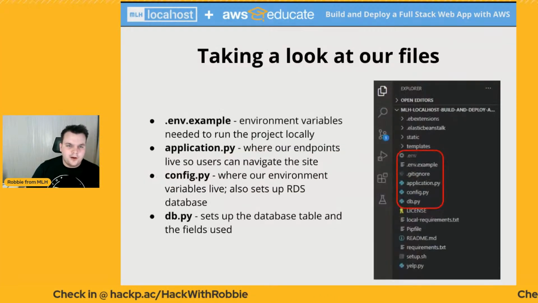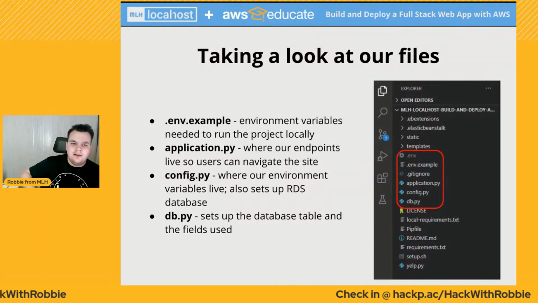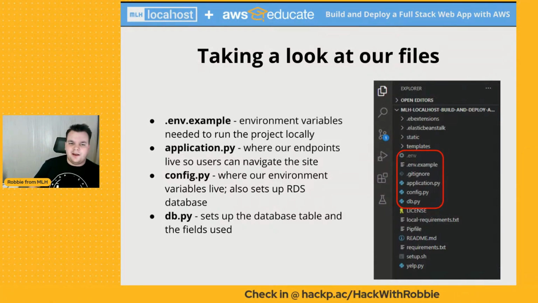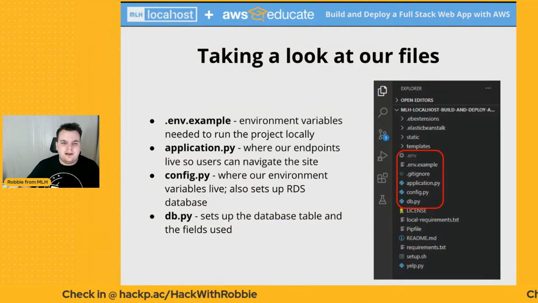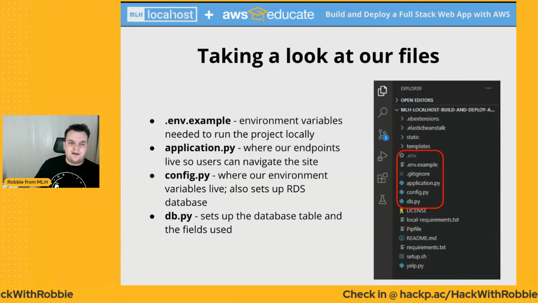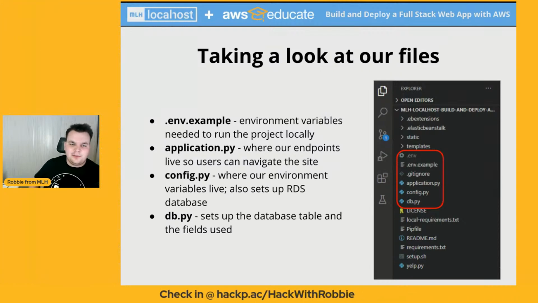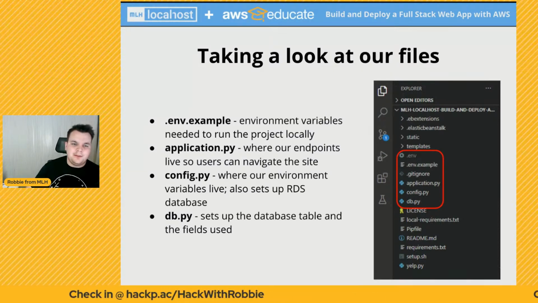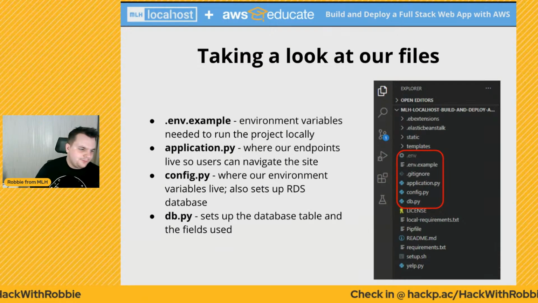Right, we've got the code. Take a look at the files. I'm going to fly through this. We've got an example env file, an example of the environment variables we need to run the project locally. We've got application.py, which is where our endpoints live so users can navigate the site. We've got config.py, which is where our environment variables live. We'll also set up the RDS database. Don't worry, I'll explain that in a bit. And db.py, which sets up the database table and the fields used.